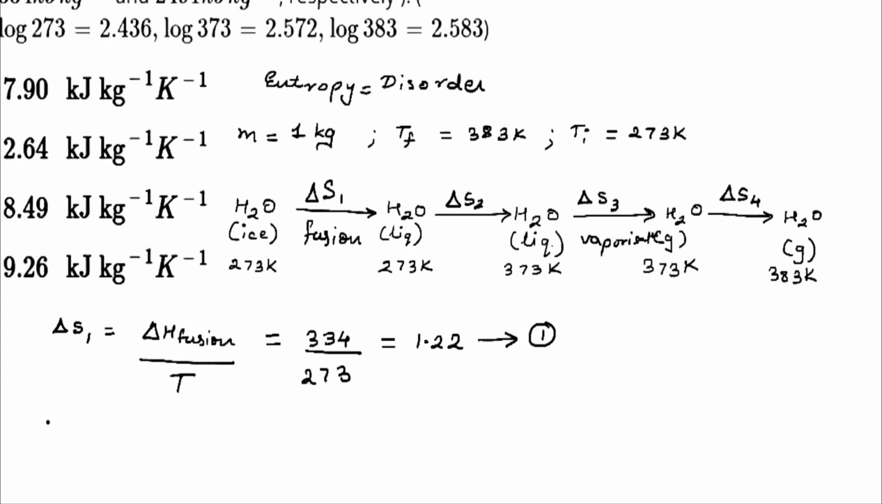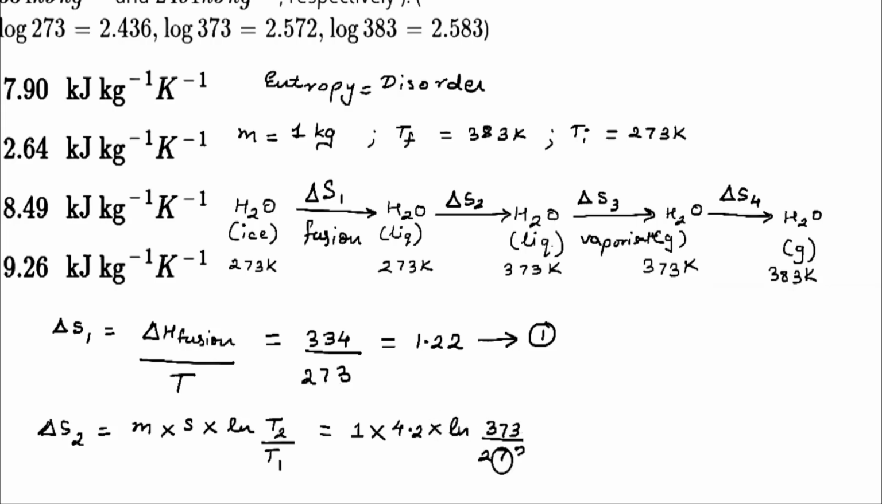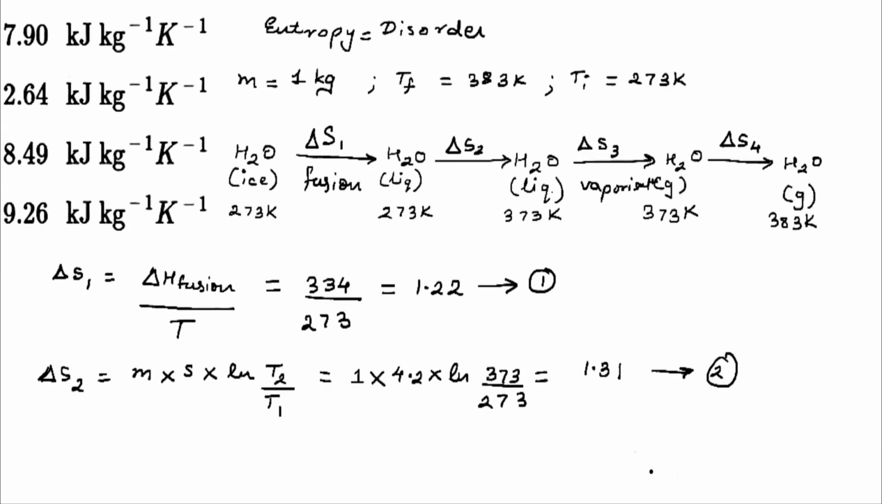Next conversion involves delta S2. So that would be mass into specific heat capacity into ln T2 by T1. So that would be T2 by T1 for that particular process. So that's 373 is the final, 273 is the initial in this case. So mass is 1 kilogram. The specific heat of water has been given to us already, and that's 4.2. And into ln 373 divided by 273. So this goes on for the calculation and it gives me the value 1.31. That's value number 2.